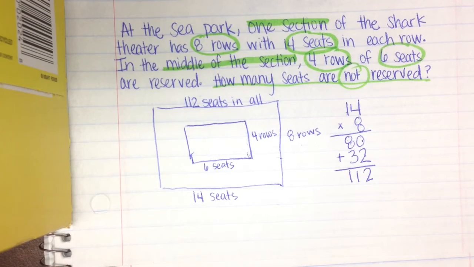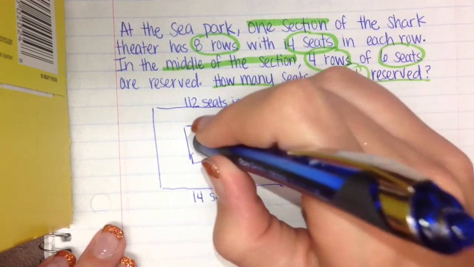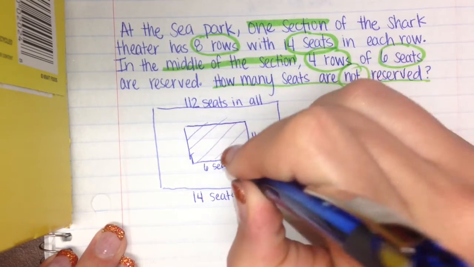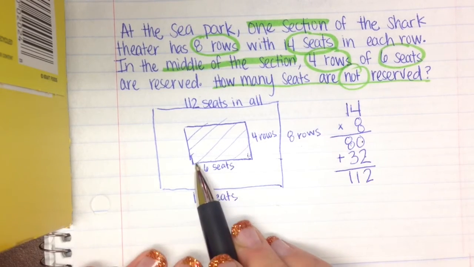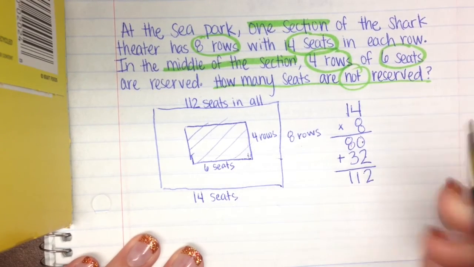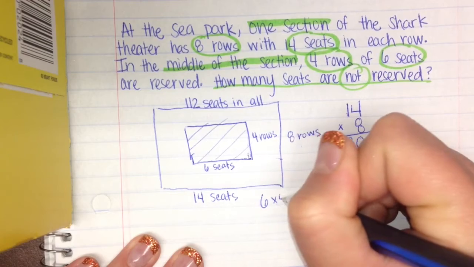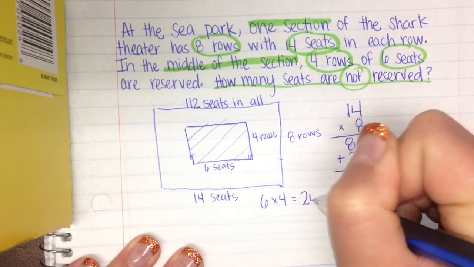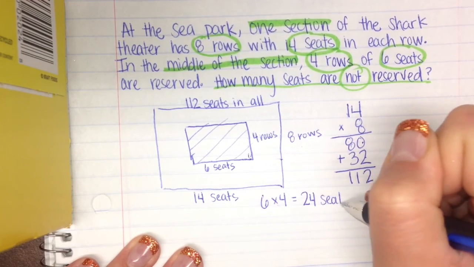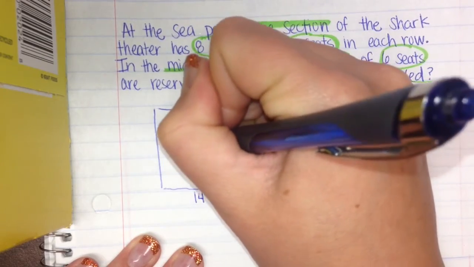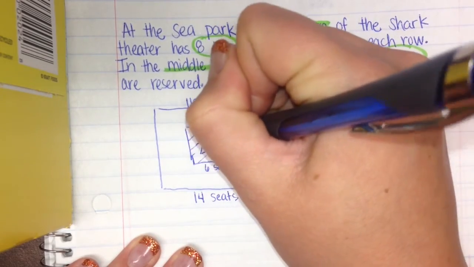Alrighty. Now I need to find how many seats are in this reserved section right here. And I'm going to remember there are 6 seats across and 4 rows back. So 6 times 4 equals 24 seats. There are only 24 seats that are reserved.